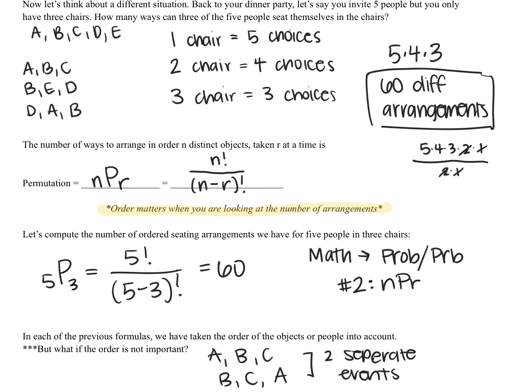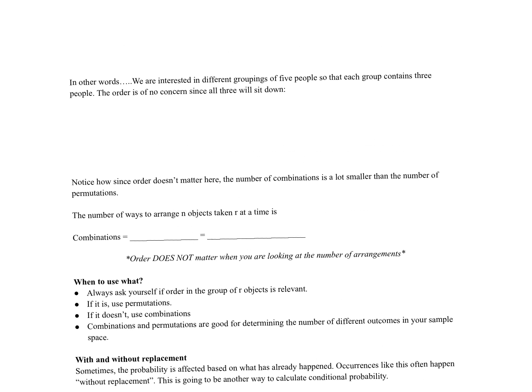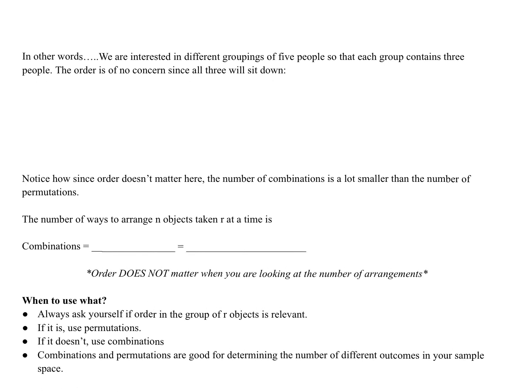For permutations. But then we have something where order does not matter. So if we were interested in different groupings of 5 people so that each group contains 3 people, the order is of no concern, since all 3 are going to sit down. So that means all of the different ways to order people A, B, and C. As long as it's those 3 people sitting, we consider those all the same event.